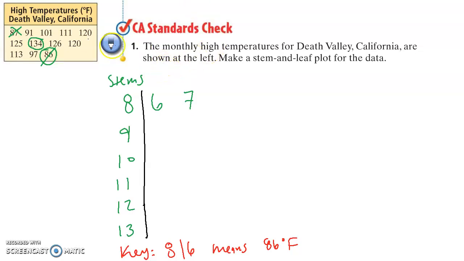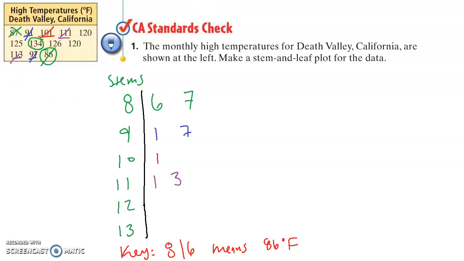Do I have any values for 90? Well, 91 and 97. So I'm going to put these in order from smallest to biggest: 91 and then 97. Done with those. Do I have any values in the 100s place? Well, 101, or anything that starts with 1 and 0. That's the only one, so 101. All right, used it. Do I have any values that start with 1, 1? Well, 111, 113. So 111, 113.